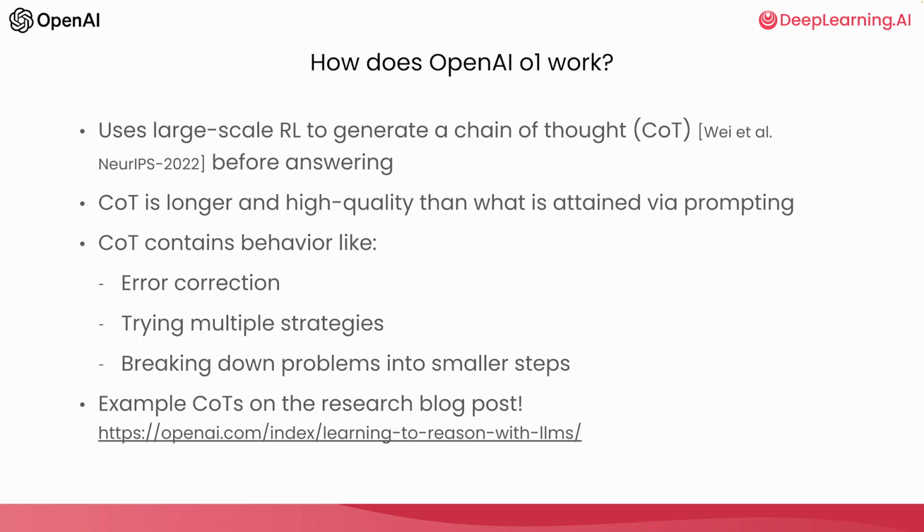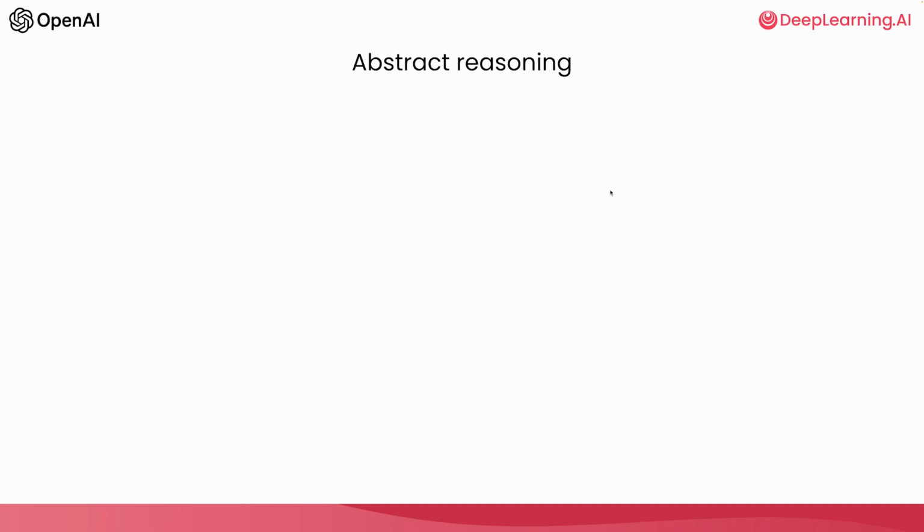There's a bunch of examples of these chains of thought on the research blog post if you want to dig a little bit further. One other area where O1 represents a new standard of performance over the 4o models is abstract reasoning. I'll give you one challenge here.